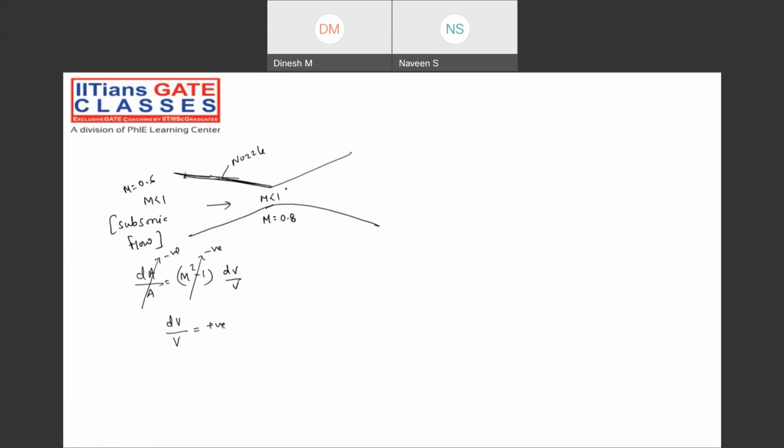Suppose by further attaching a diverging part, what is happening? Again apply the area ratio. Area has been increased. Again, this is also negative. Still it is negative. Then what about the velocity? It will decrease. Check it out. Please check it out.